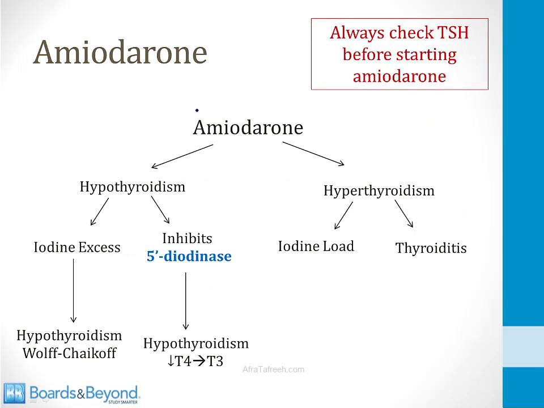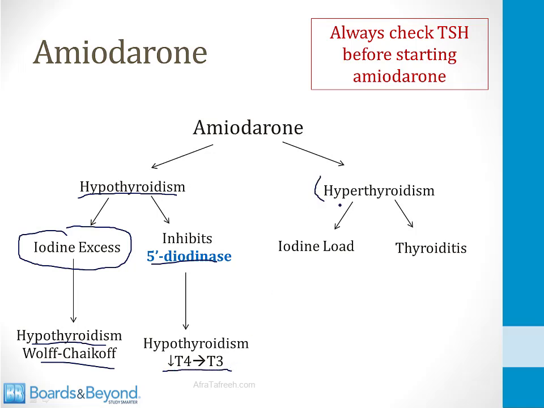So let's review all the different ways amiodarone can affect the thyroid gland. First of all, it can cause hypothyroidism by two mechanisms. It can lead to iodine excess from the iodine contained in the amiodarone molecules. This can lead to hypothyroidism via the Wolff-Chaikoff effect. In addition, amiodarone inhibits 5' deiodinase, and this can lead to hypothyroidism by blunting the peripheral conversion of T4 to the more potent T3.